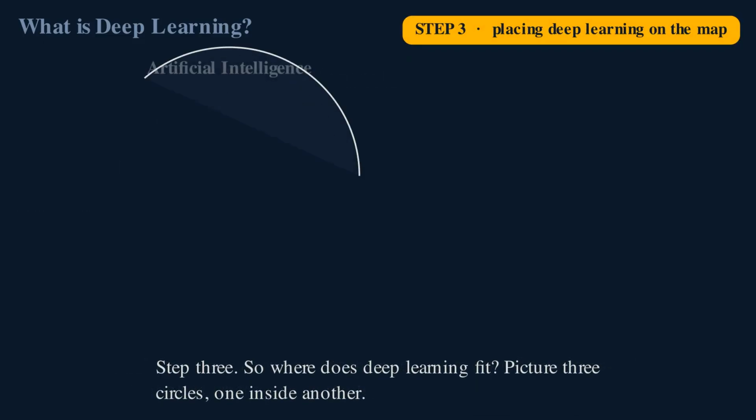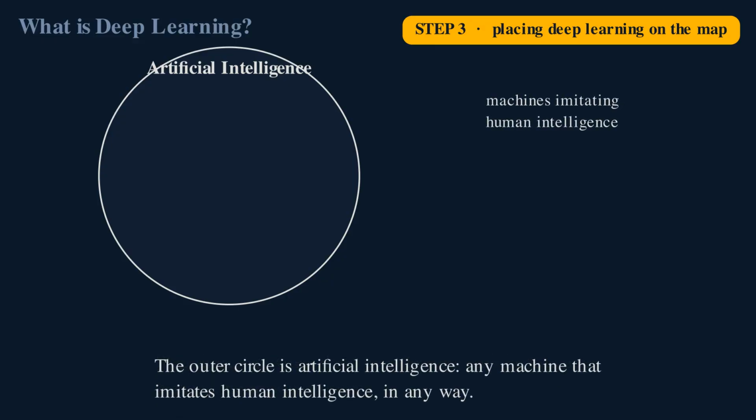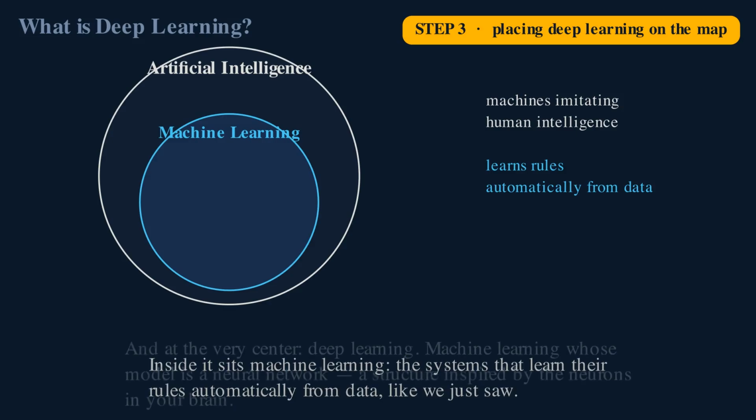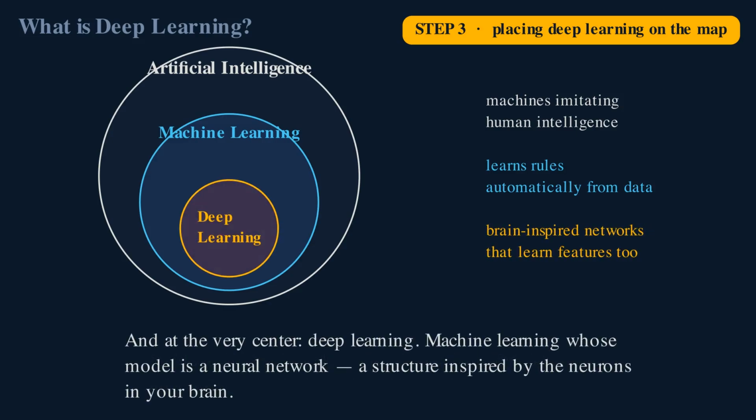Step 3. So where does deep learning fit? Picture 3 circles, one inside another. The outer circle is artificial intelligence, any machine that imitates human intelligence, in any way. Inside it sits machine learning, the systems that learn their rules automatically from data, like we just saw. And at the very center, deep learning, machine learning whose model is a neural network, a structure inspired by the neurons in your brain.